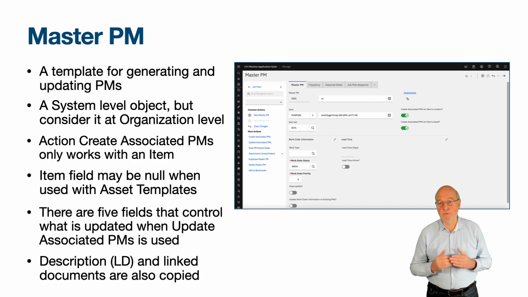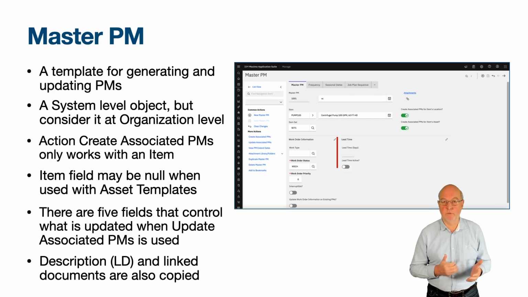The dialog that opens only gives you the ability to select one or more sites. Therefore, it will update all PMs on those selected sites that have been associated with the Master PM. The description is not updated. This is only copied when you first create the PM records.